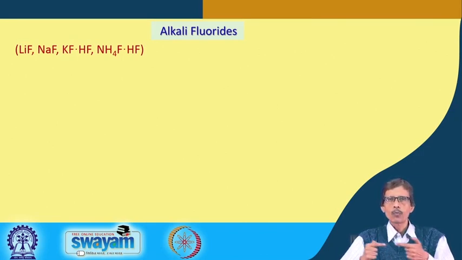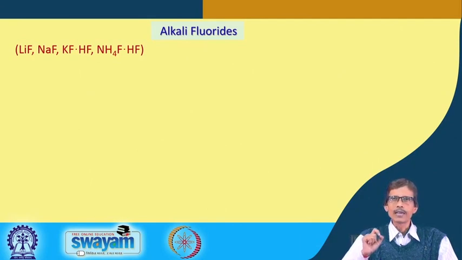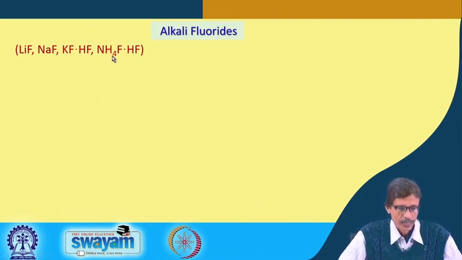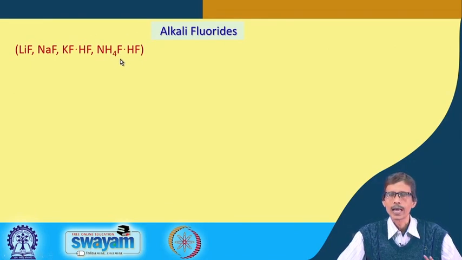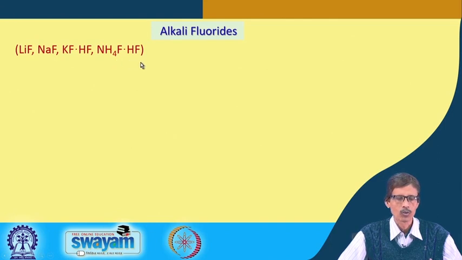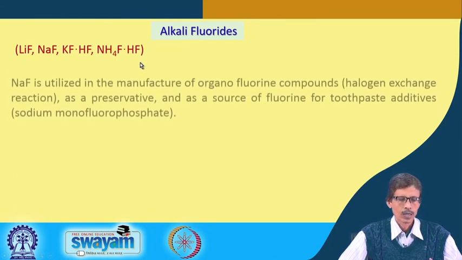So, the fluoride from both ends, one side you have one H, another side you have another H, that means the HF2 species. This HF2 species is stabilized in the presence of the potassium ion and you get potassium bifluoride. Similarly, you get the corresponding ammonium bifluoride also, these are all bisalts.